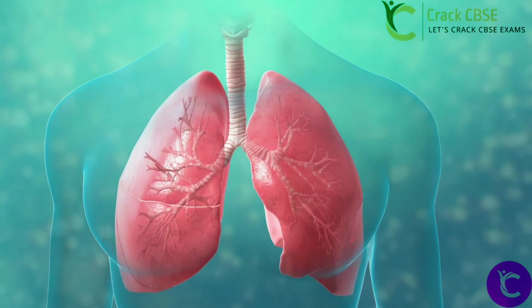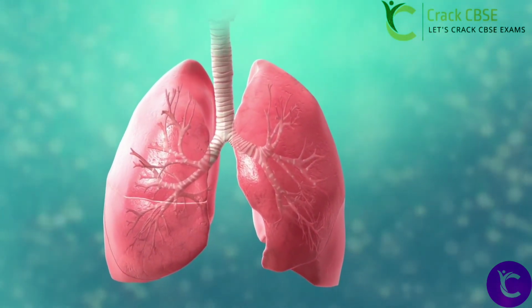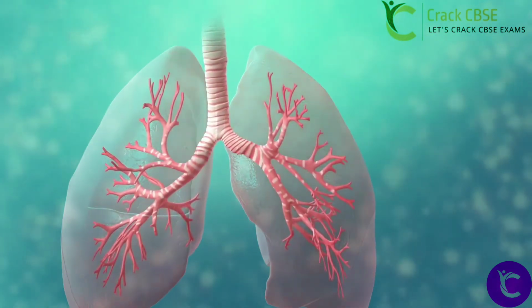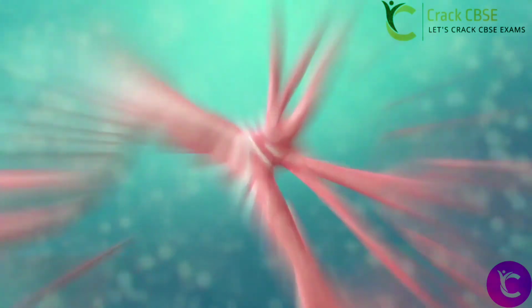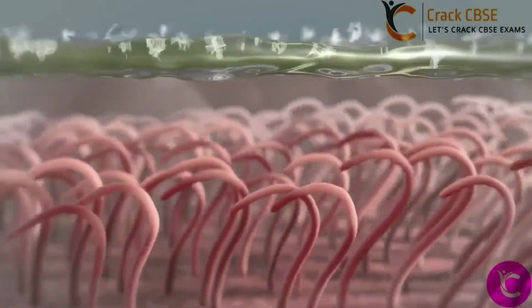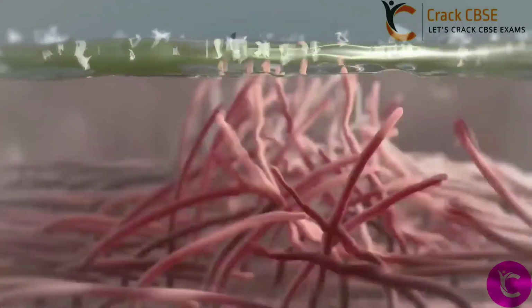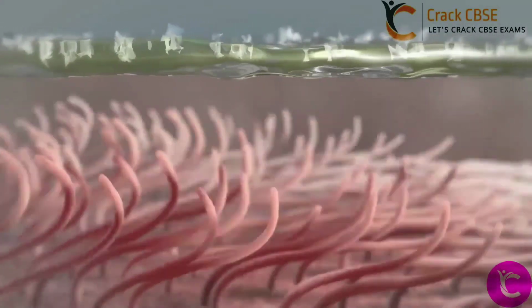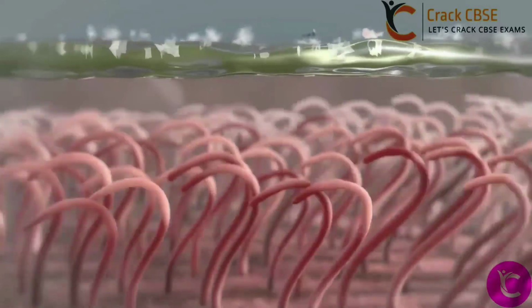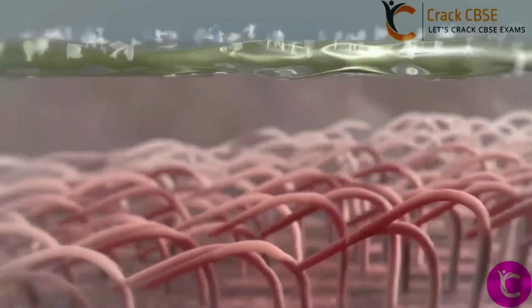In humans, for example, the respiratory tract is lined with cells that have cilia. These are microscopic hair-like projections that can move in waves. This feature helps trap inhaled particles in the air and expels them when you cough.